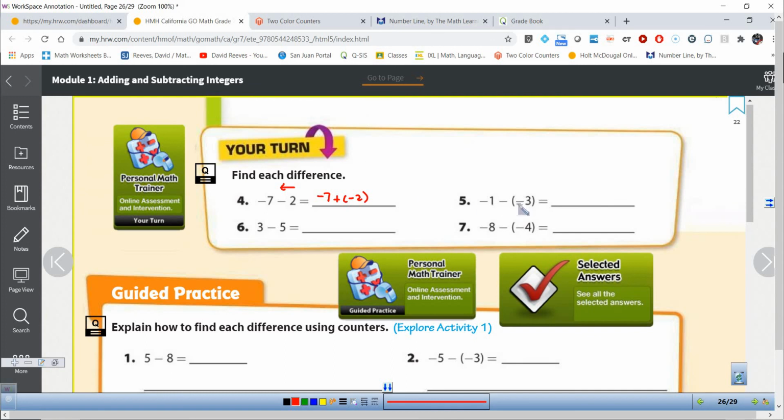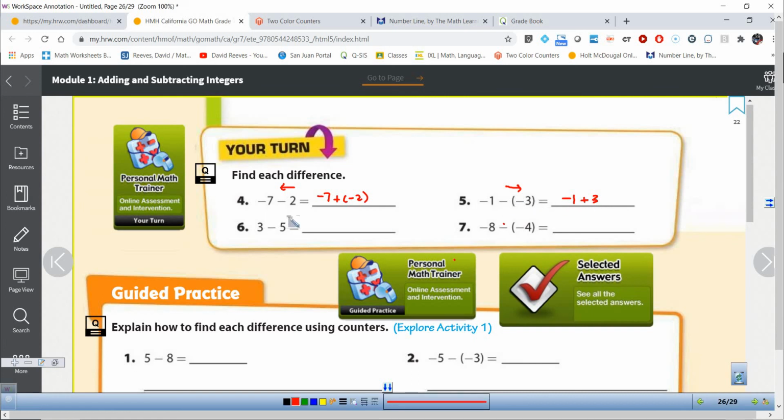All right, what about this one? Negative 1 minus a negative 3. What did we say happens when you subtract a negative? It goes to the right, right? So negative 1 minus a negative 3 is the same as negative 1 plus a positive 3. Many math teachers are famous for doing this. They just go like that and make it into a big plus. Subtracting a negative is the same as adding a positive.